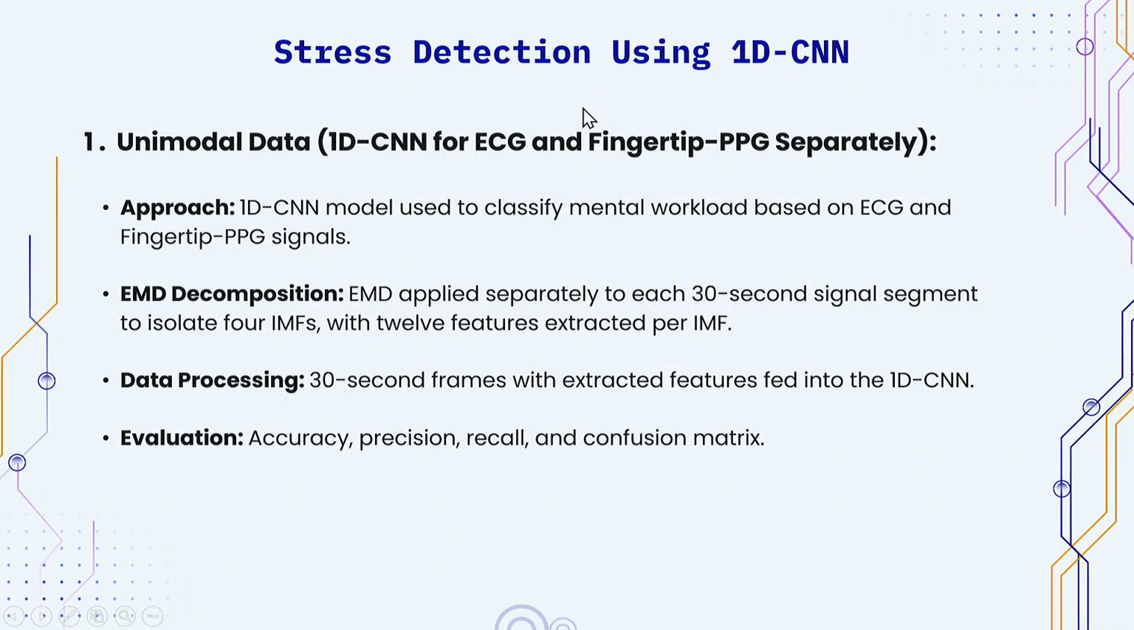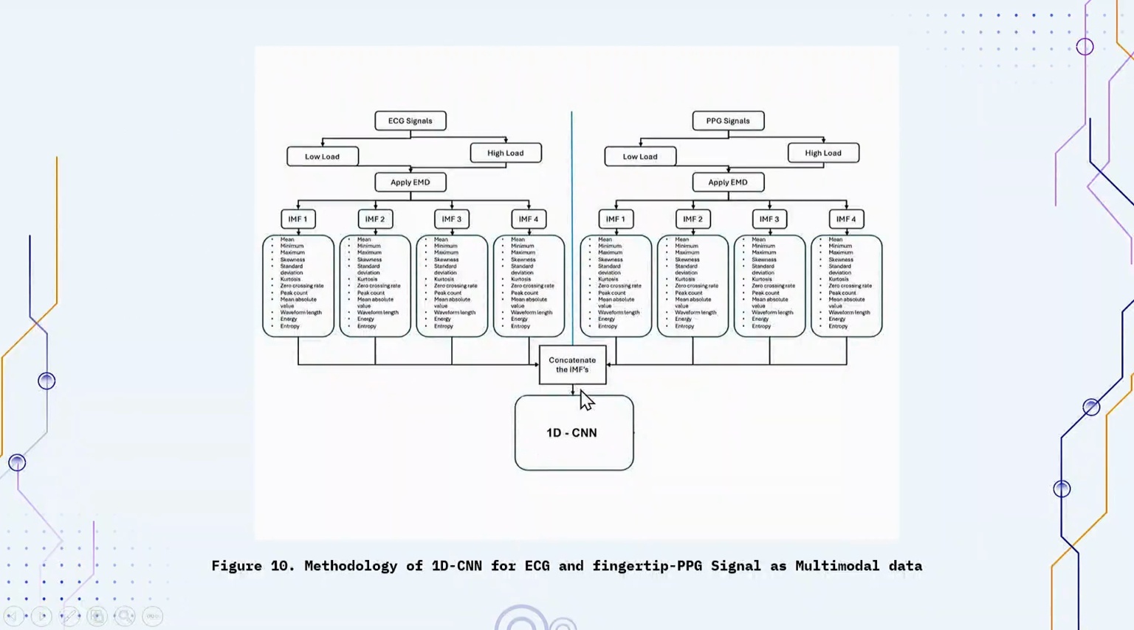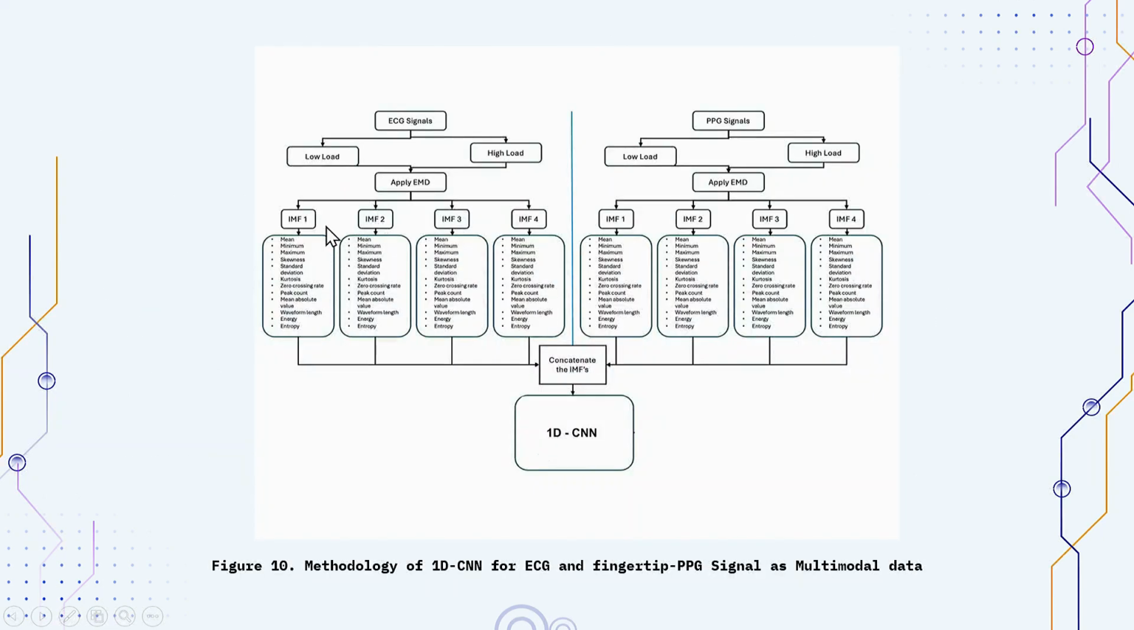Then I have used a 1D CNN for unimodal and multimodal data. Same, I took a 30 second window for both and applied IMFs. So the same process follows till IMF. We just need to replace the classifier model with the 1D CNN model. And next is multimodal data for 1D CNN. Again, the same process follows till the concatenation of IMFs, and then we apply the 1D CNN.